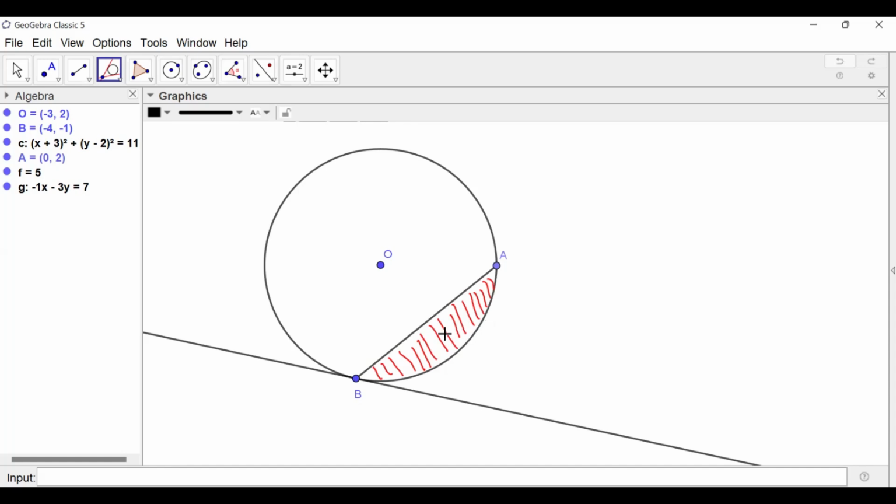So we have this tangent and we have the chord. Now we're going to build an angle. We're going to make an angle between this tangent, put a point on this line. So fine. I want an angle between chord AB and this tangent BC. So let's put an angle there.